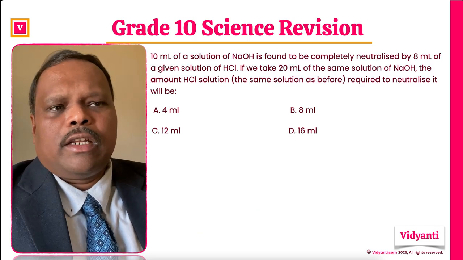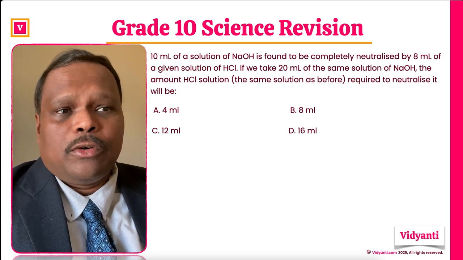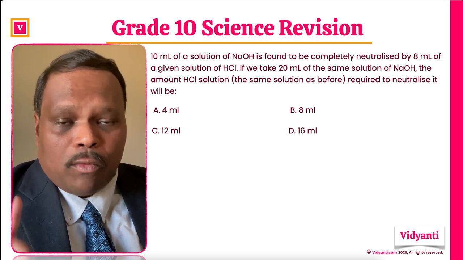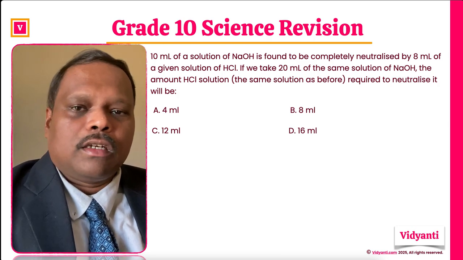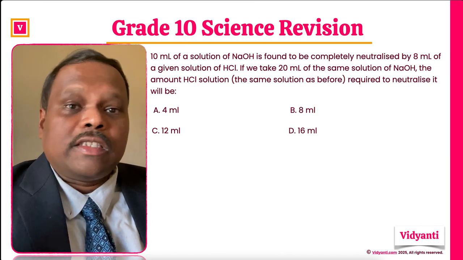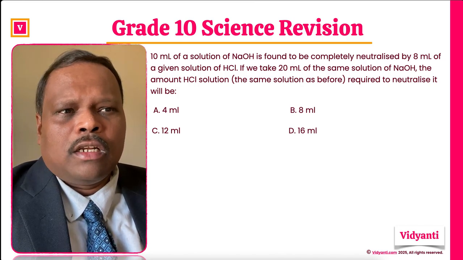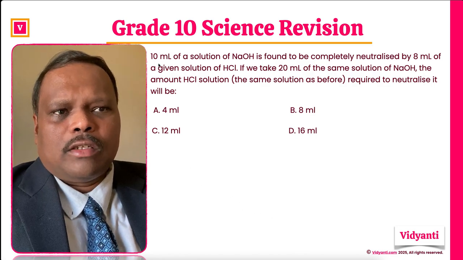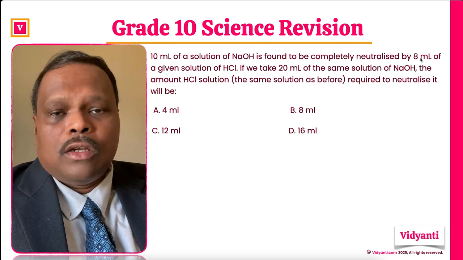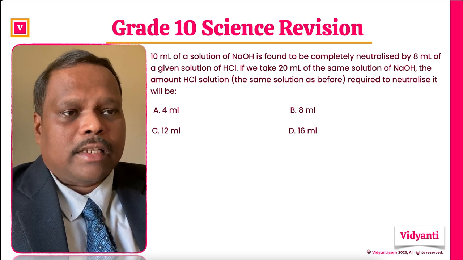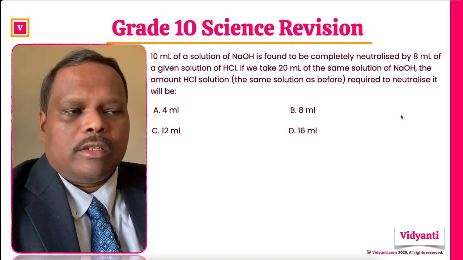Now, they have given us a sodium hydroxide solution, which has to be neutralized with hydrochloric acid. They have given one condition: 10 milliliters of sodium hydroxide combines with 8 milliliters of the acid. In the second scenario, they have double the quantity of sodium hydroxide. Now sodium hydroxide is double, so from 10 it becomes 20. So obviously the quantity required from the acid side, which is HCl, will also double. So here we have 8, that will become double, so that will become 16.